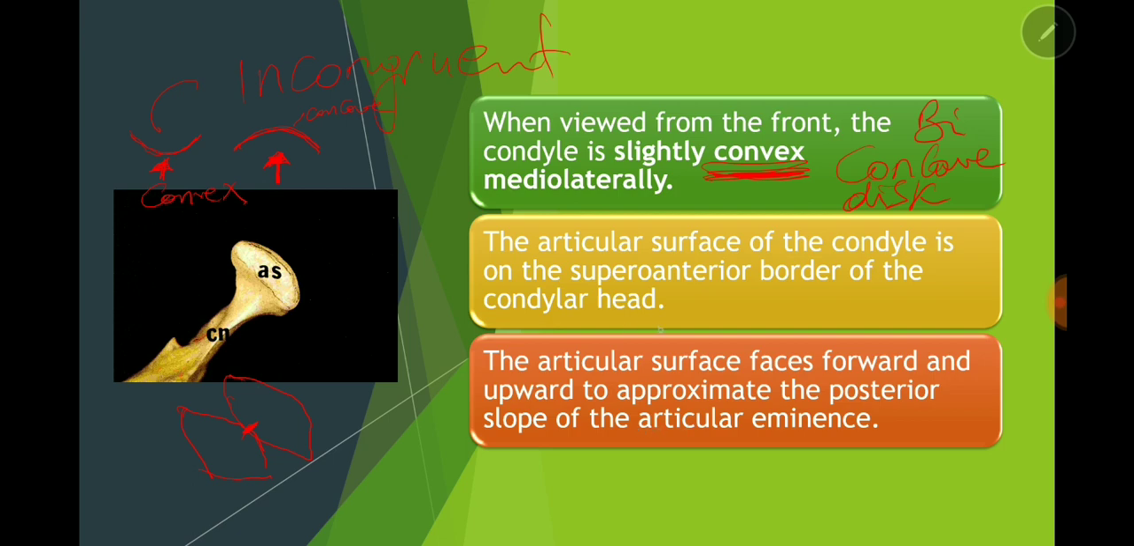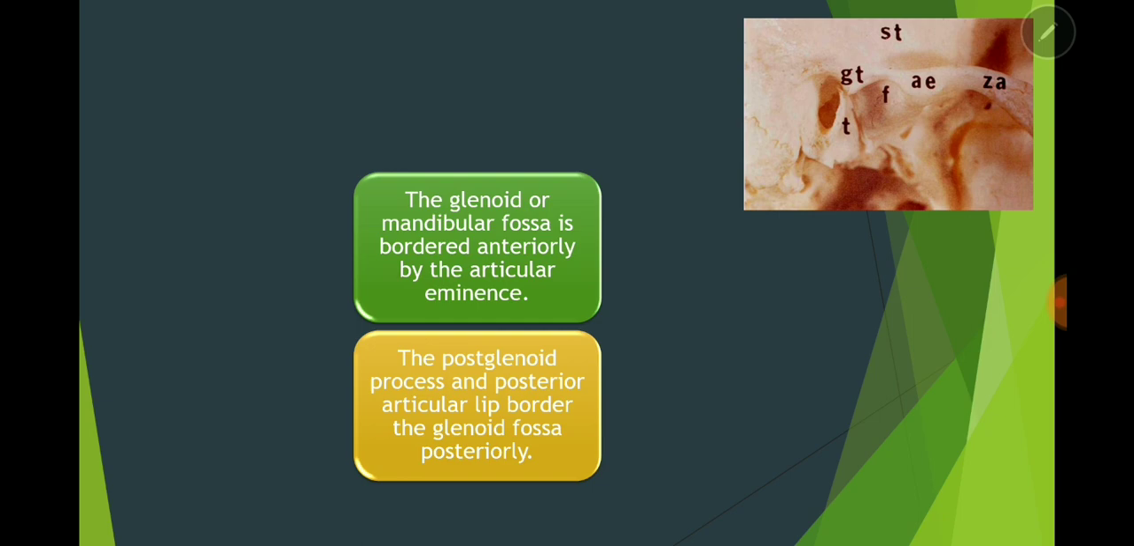So the articular surface of the condyle is on the superior anterior border of the condylar head. That is where the anterior superior, so this one, AS, that's anterior superior. Anterior superior is where the articular surface of the condyle is. This correlates to the position of centric relation. Centric relation is when the condyle is in the most superior anterior on the posterior surface of the articular eminence. I'll keep saying that so that you know the definition of CR. The articular surface faces forward and upward to approximate the posterior slope of the articular eminence.